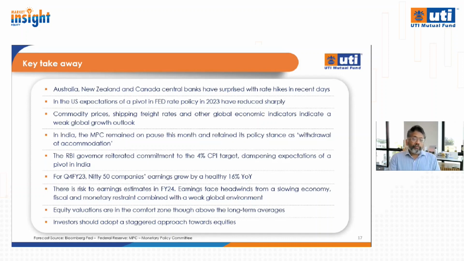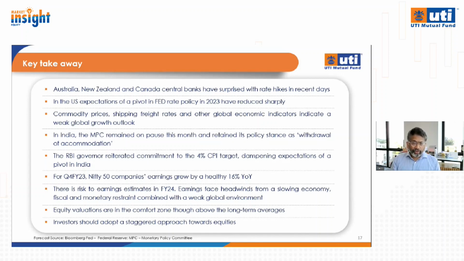For the fourth quarter of 23, Nifty 50 companies' earnings grew by a healthy 16% year on year, so much better in the fourth quarter as compared to the full year number, which is more like a single-digit growth number. But I would say even that 16% is sort of a barbell effect. There were some sectors which did brilliantly and other sectors which did very poorly. So distribution was very, very unequal when we look at overall earnings growth distribution.